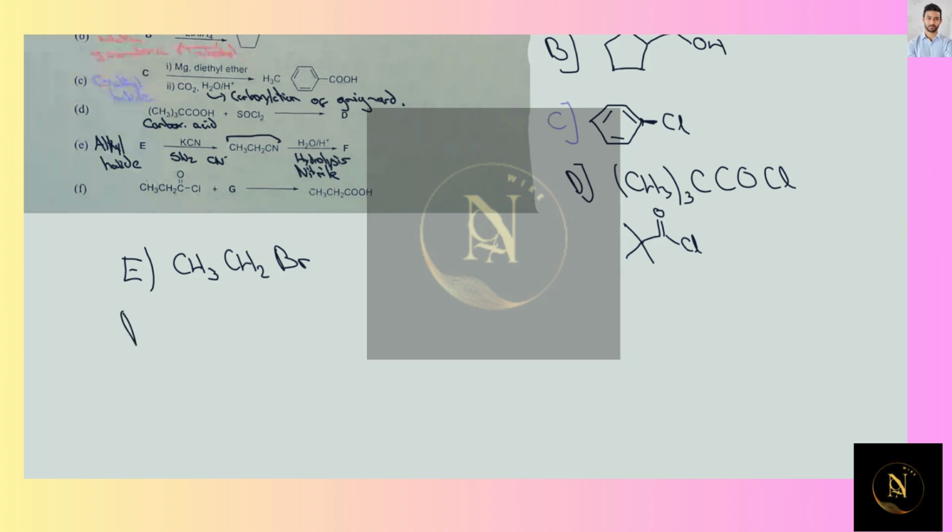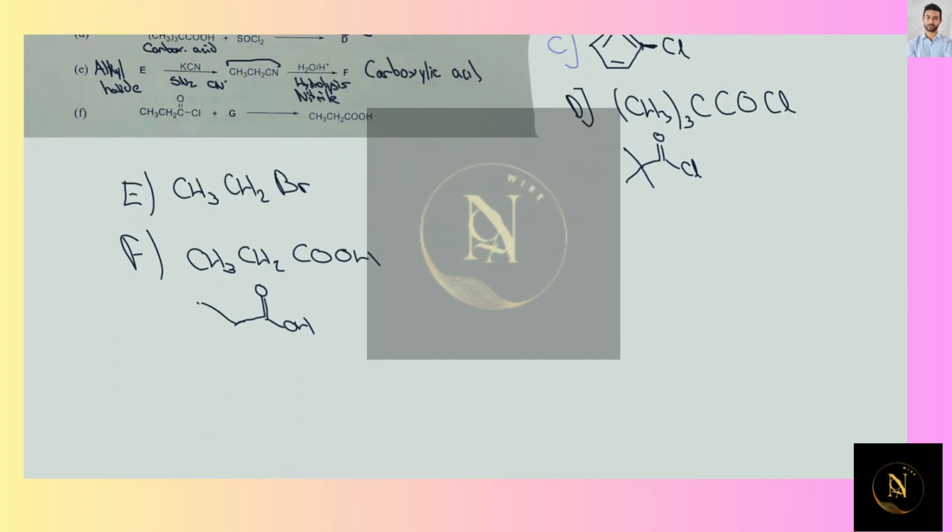And finally, compound F would correspond to the hydrolysis of the nitrile, which is going to generate a carboxylic acid. In this case, the carboxylic acid would be CH3, CH2, COOH, or expanding the formula, CH3, CH2, COOH.